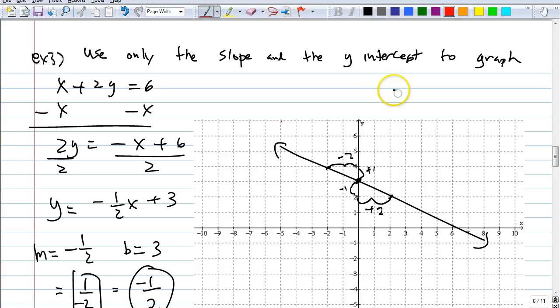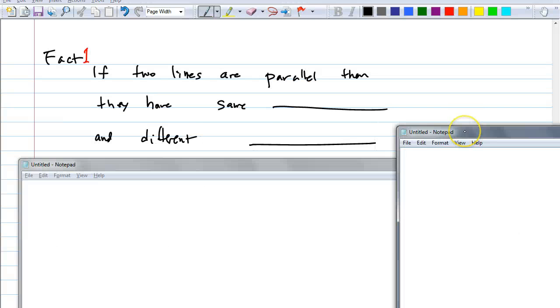So did you all get this graph? I start at 3. I could either go down 1 to the right 2 if I'm following negative 1 over positive 2, or I could go up 1 to the left 2 if I'm doing positive 1 over negative 2. Haven't forgotten this graph? Raise your hand. Let me see. Okay. Good. Easy? It's pretty straightforward. Okay, good. All right. Good.